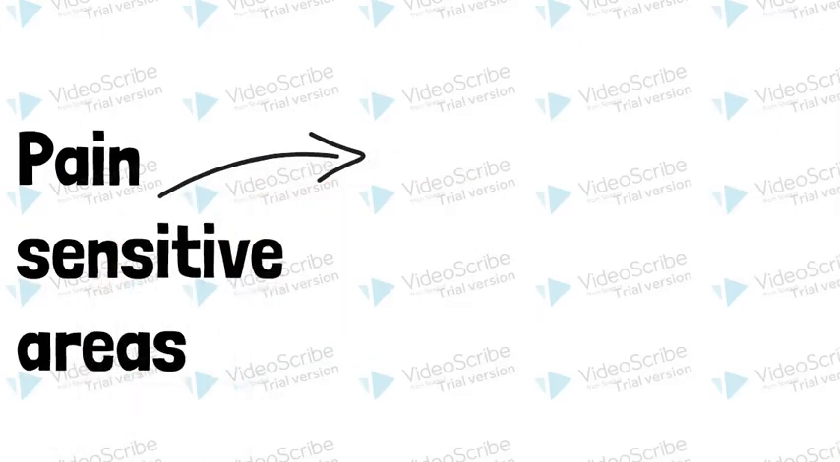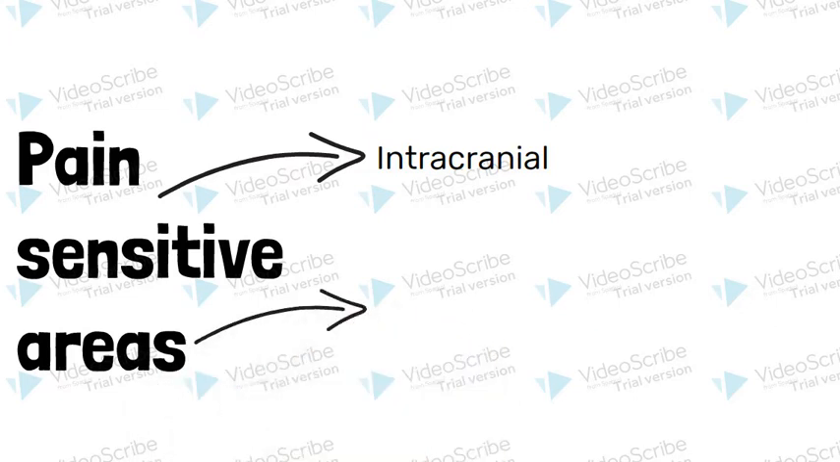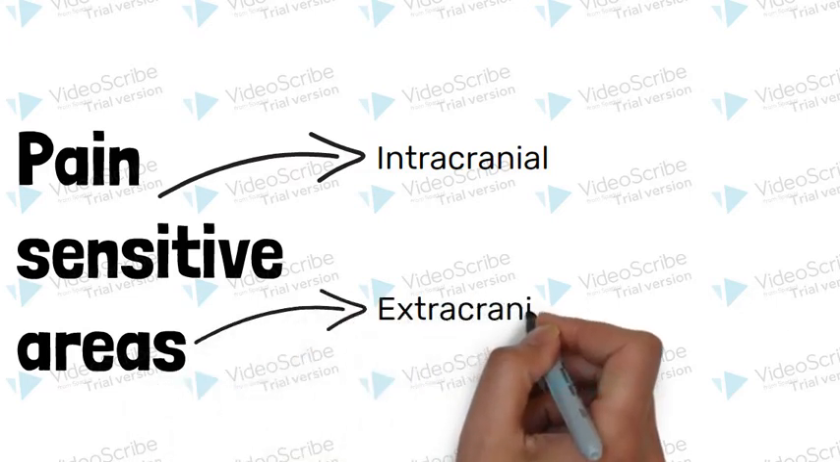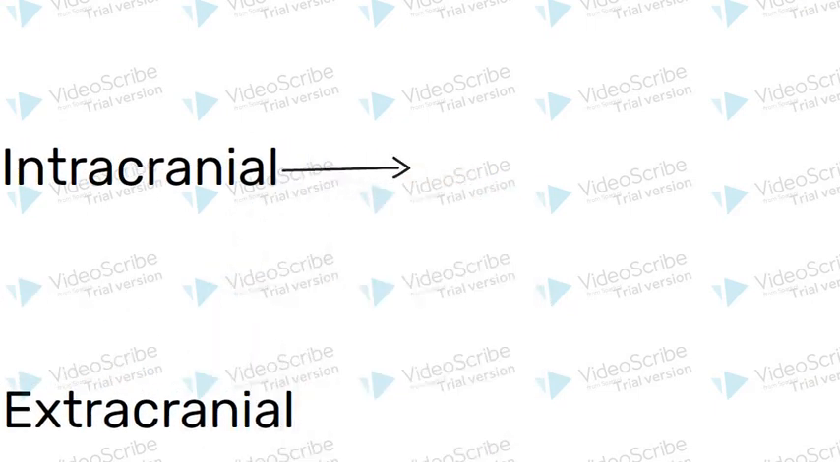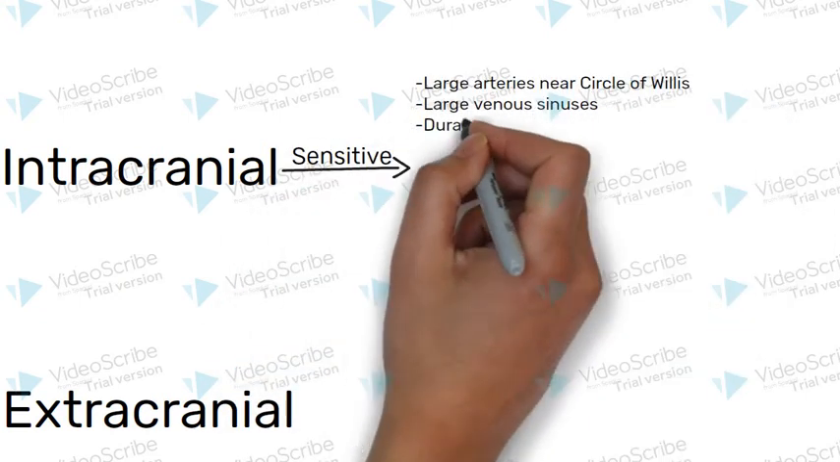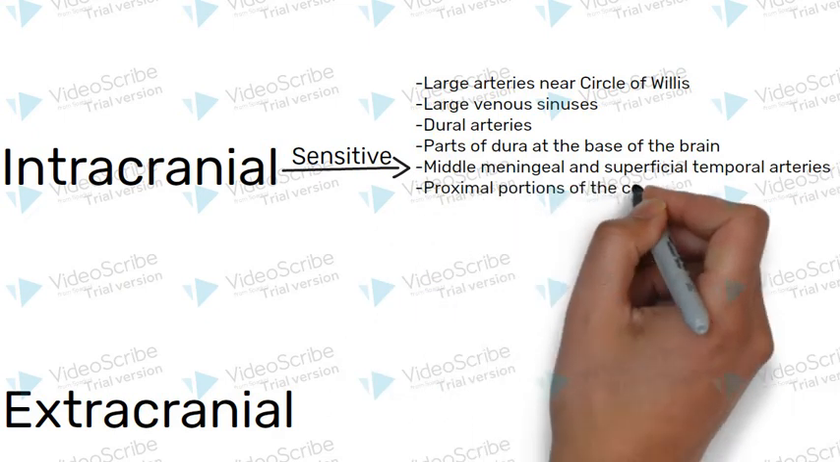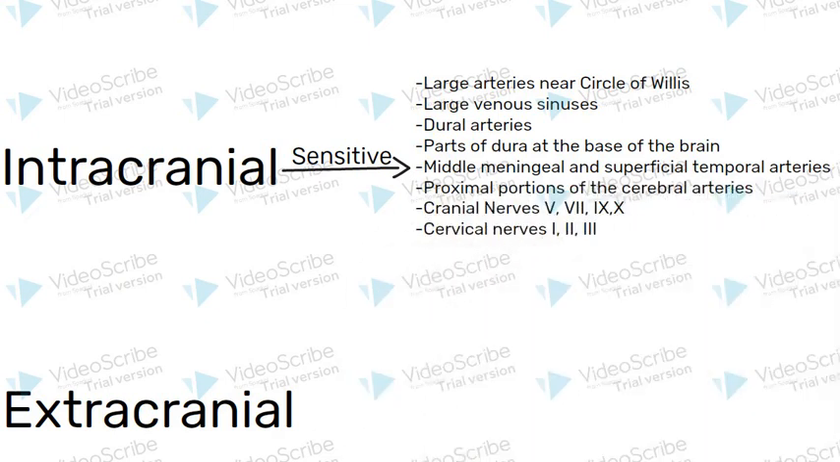Pain-sensitive areas. Pain-sensitive areas are divided into intracranial or extracranial. Intracranial sensitive areas include large arteries near the circle of Willis, large venous sinuses, dural arteries, parts of dura at the base of the brain, middle meningeal and superficial temporal arteries, proximal portions of the cerebral arteries, cranial nerves 5, 7, 9, 10, and cervical nerves 1, 2, 3.